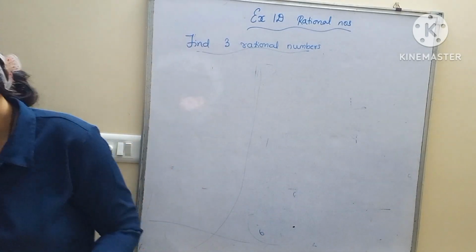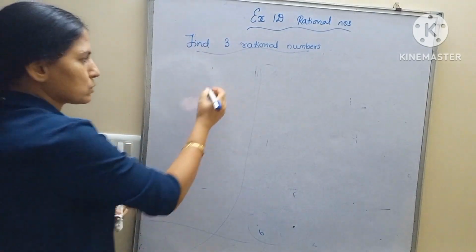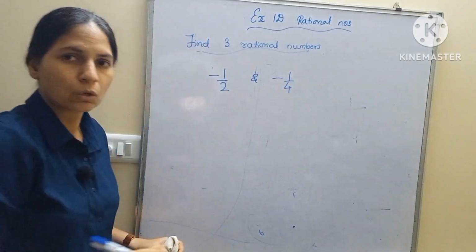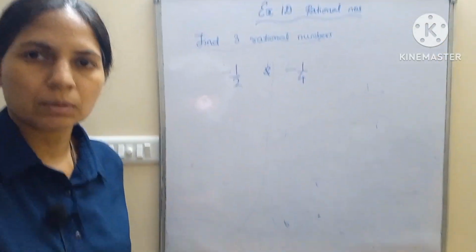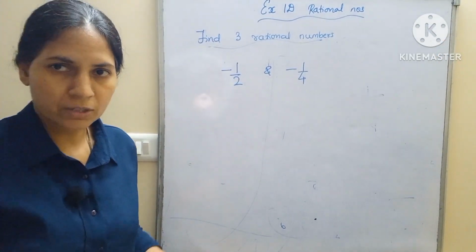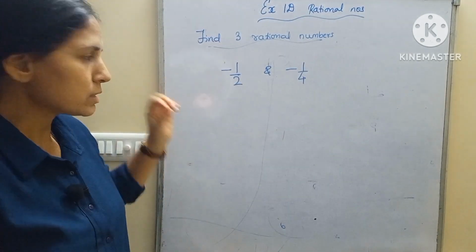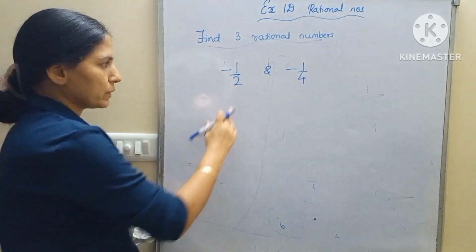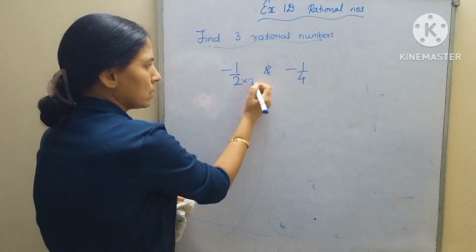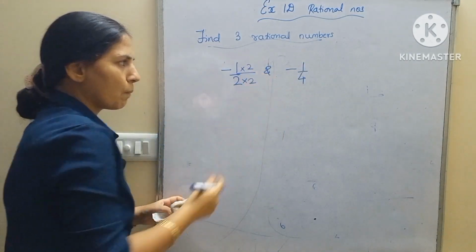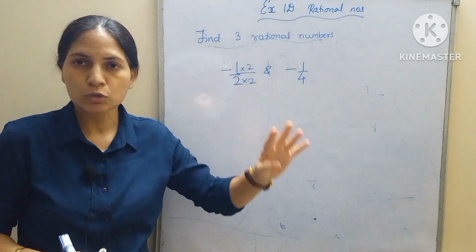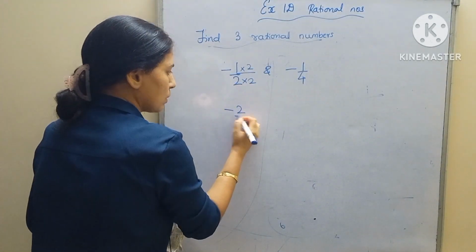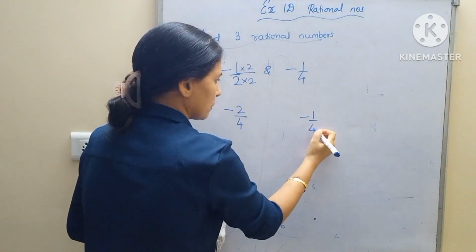Find 3 rational numbers between minus 1 upon 2 and minus 1 upon 4. Students, in whichever sums you come across in fractions, first thing you have to do is equalize the denominator. Mind the denominator. See, 2 and 4, different denominators, make them the same. The LCM of 2 and 4 is 4. We have to make both the denominators 4. So this becomes minus 2 upon 4 and this becomes minus 1 upon 4.